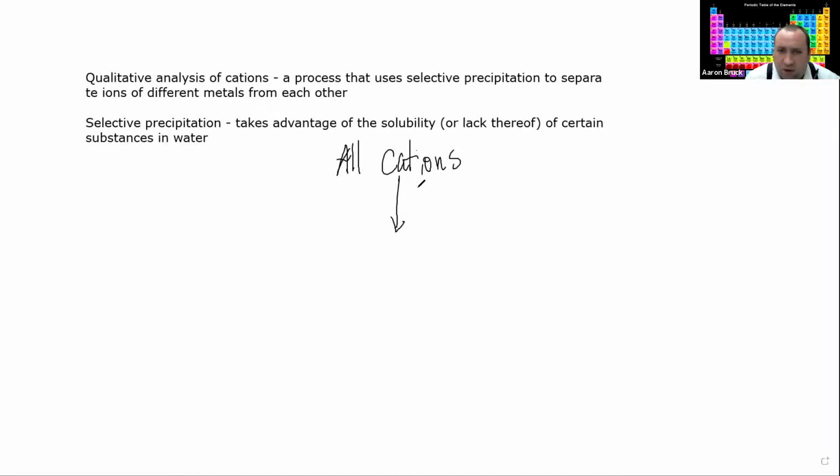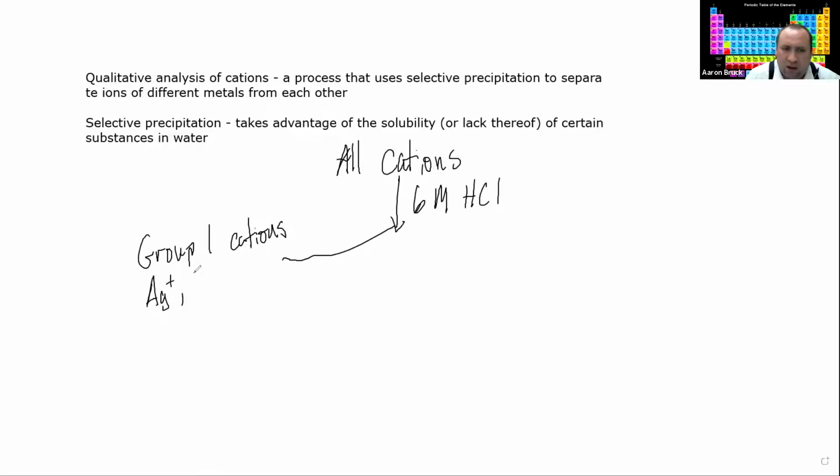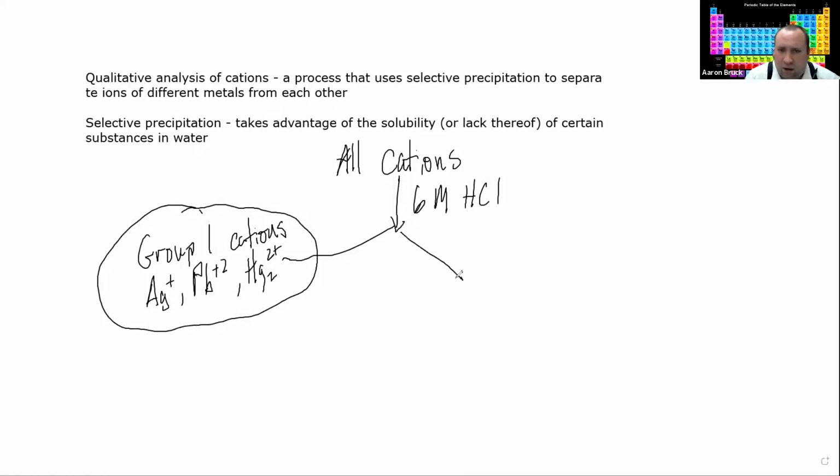The first step that we would do is the addition of hydrochloric acid, and that would split off what we call the group 1 ions, which would include the silver ion, the lead 2 ion, and the mercury 1 ion. And this is the focus of the discussion today. The remainder of the field goes here. And then we can split it off in terms of other kinds of reactions.